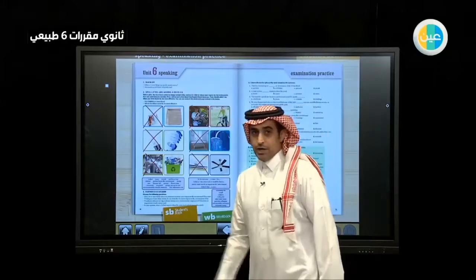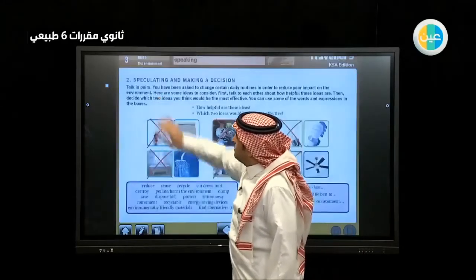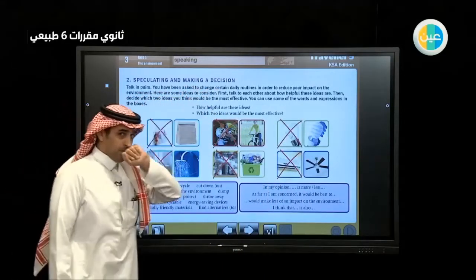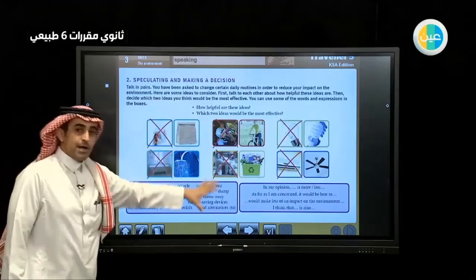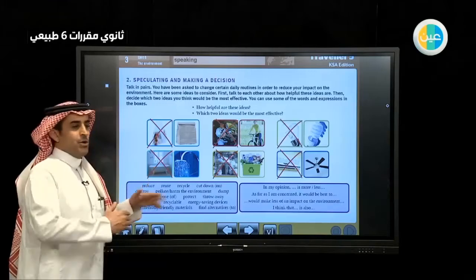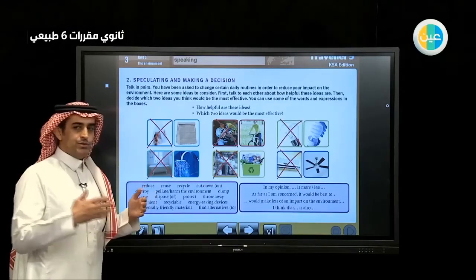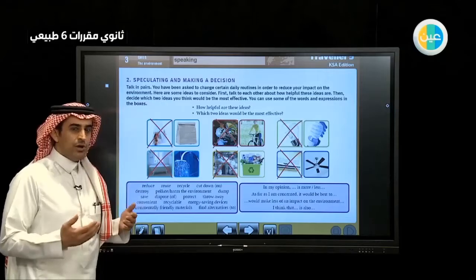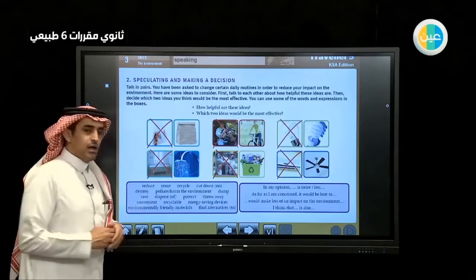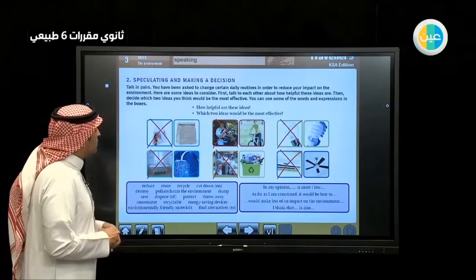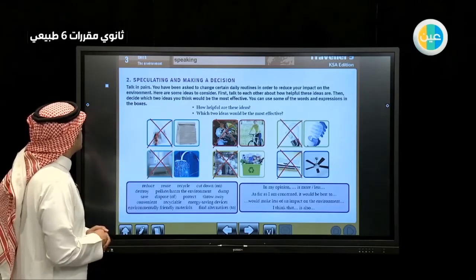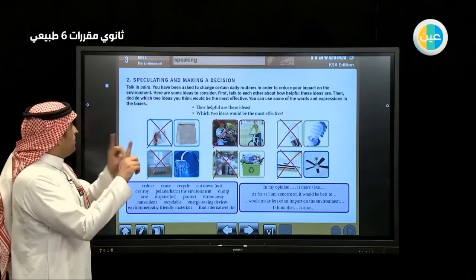On this page, okay? Speculating and making a decision. This is a practice of our lesson today. You must do this practice with anyone, with your sister, your brother, your father, your mother, or your friend. You can make a video call with your friend and try to implement this exercise or this practice. Talk in pairs, two persons.